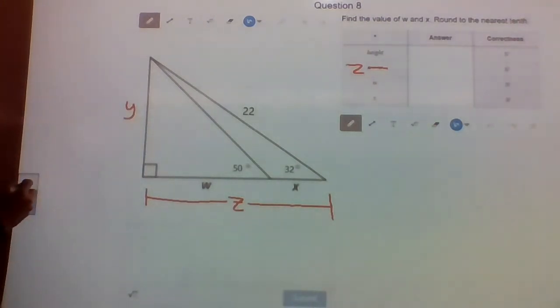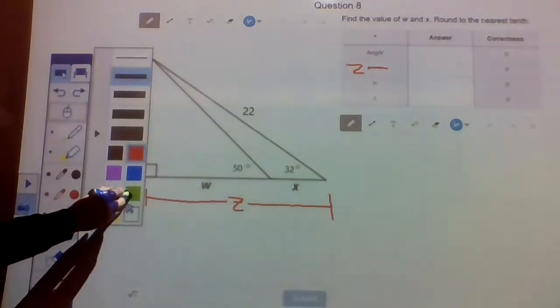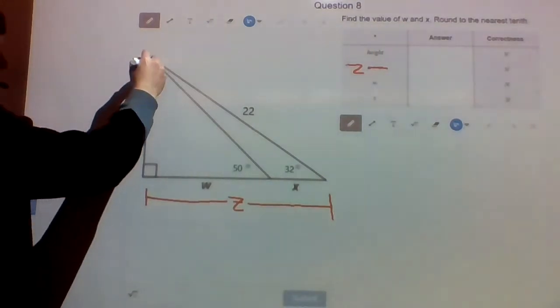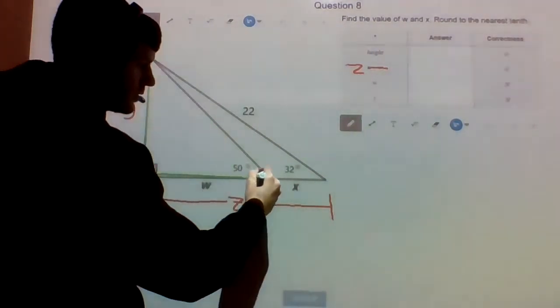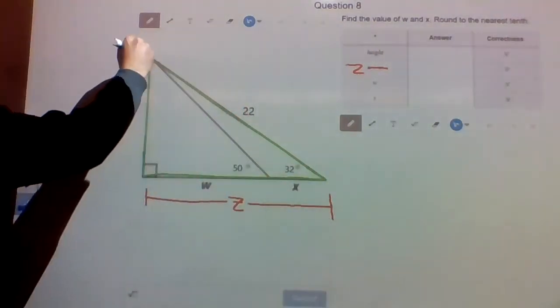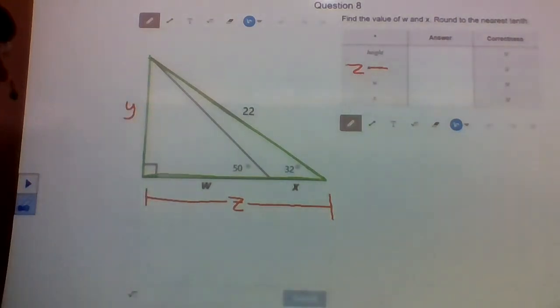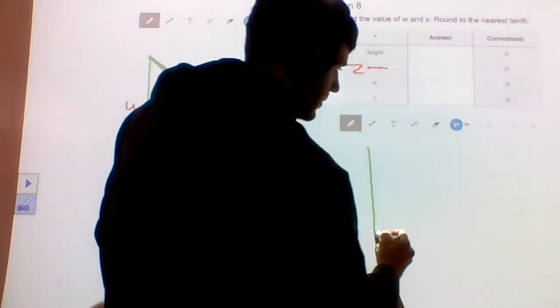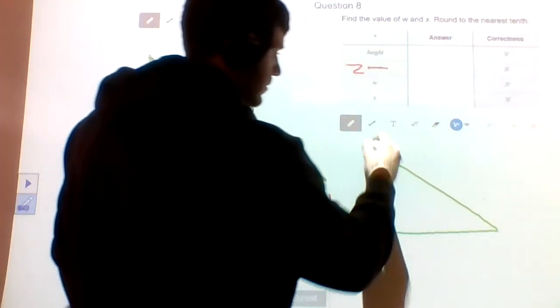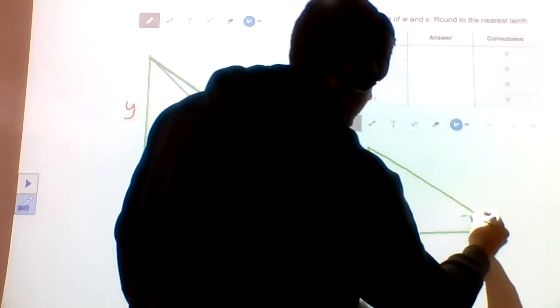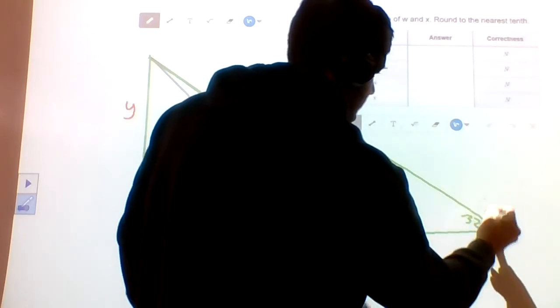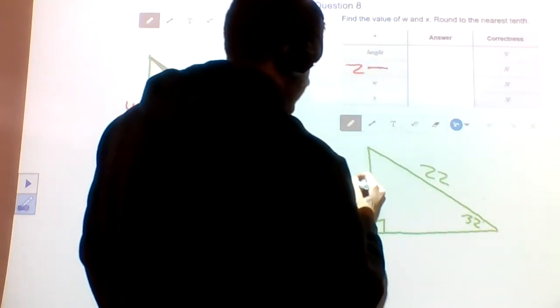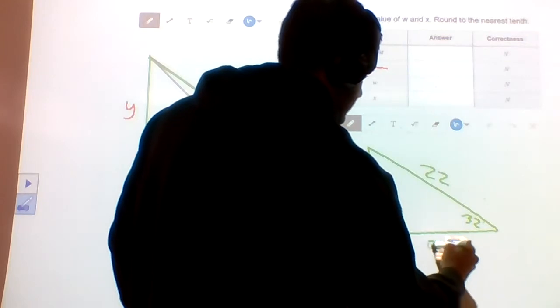First thing I'm going to do is draw the triangles separately. I think that helps out tremendously. So I'm going to draw the big triangle in green. The angle here is 32 degrees. We know this is 22, and we're looking for y, and we also have z as the bottom.